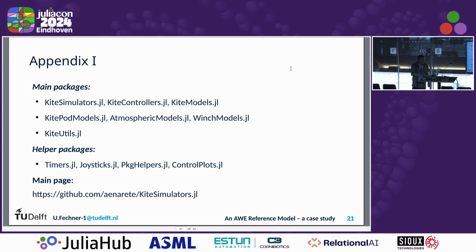So these are the packages I developed. If you look at the helper packages, time_GL will be interesting for anybody of you who wants to do real-time. Joysticks is for anybody who wants to use a joystick. PKG helpers helps me to freeze packages in the package TOML file. And control plots is my own control plotting library, and I like it.